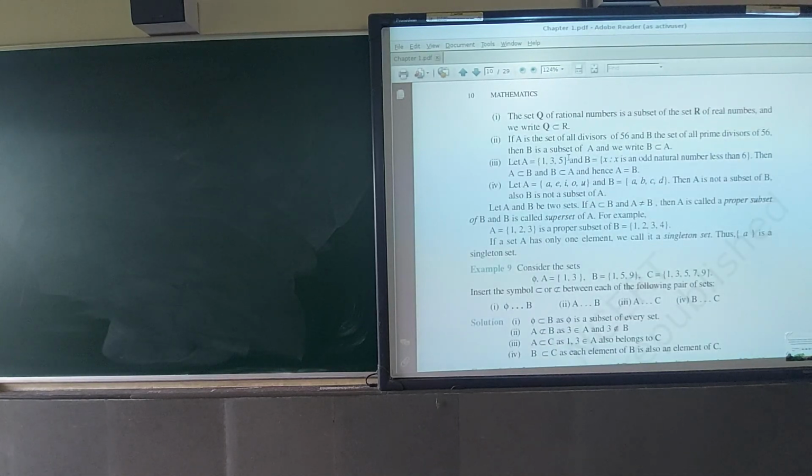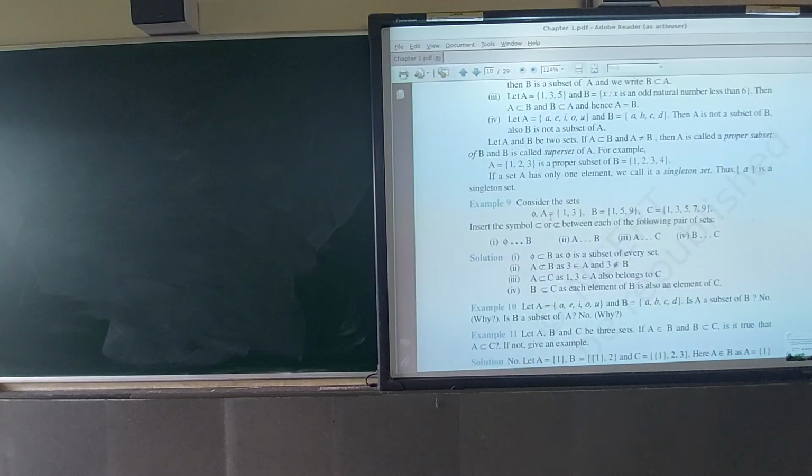Look at that. Some terms are there. The set Q of rational numbers is a subset of real numbers. Means all the rational numbers come under the real numbers. We know that. Okay. Similarly, many are there. If A is the set of all divisors of 56, these are the examples given.